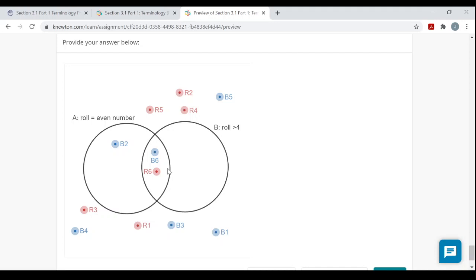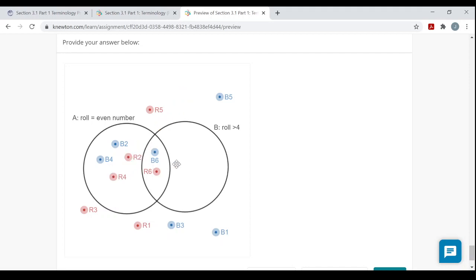You either roll blue. Those are the only ones with 6s, right? An even number that is also greater than 4. So I'll keep putting the other evens over here, right? Rolling the blue 4, that's rolling an even. The red 4 and the red 2, right? Those are rolling even numbers.